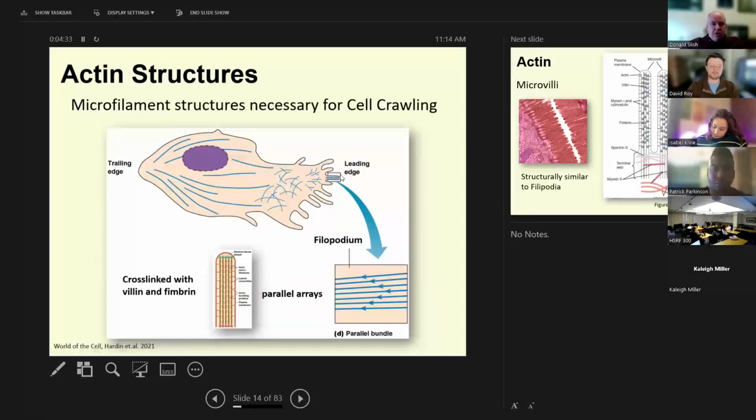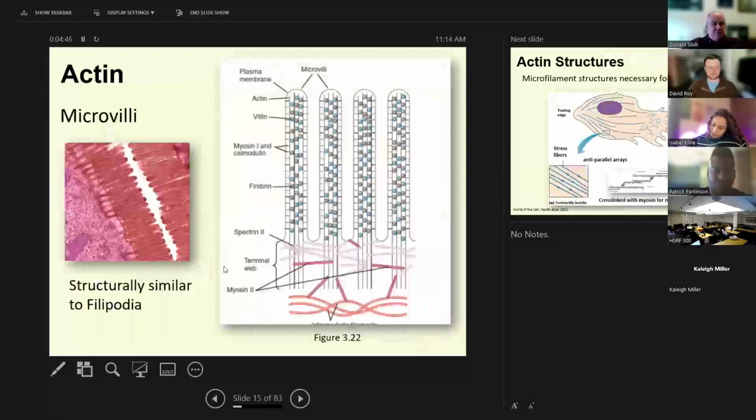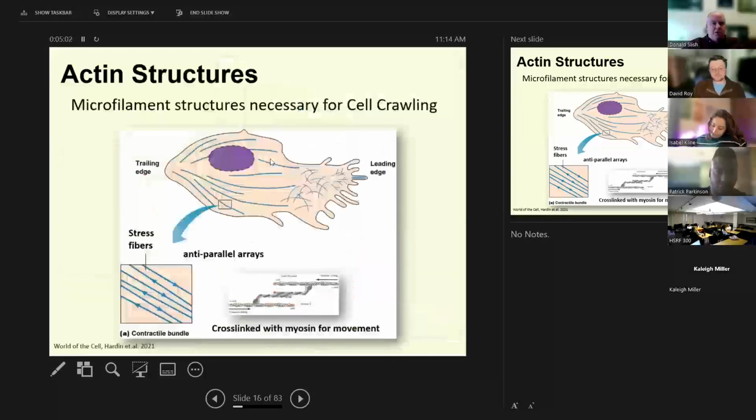Now, there's several structures in the cell that are important for cell crawling. One are the filopodia, which are long projections sticking out of the cell. What's important to know about these is they are parallel arrays of microfilaments, and very similar in structure to the microvilli in the small intestine. These microfilaments are being cross-linked by villin and fimbrin, and they're attached to the plasma membrane by myosin and calmodulin. So those are your parallel arrays.